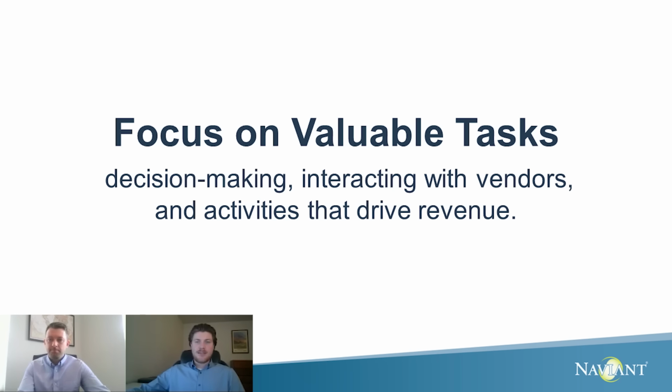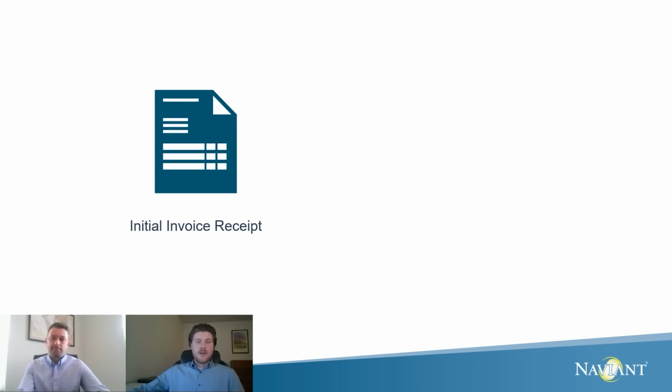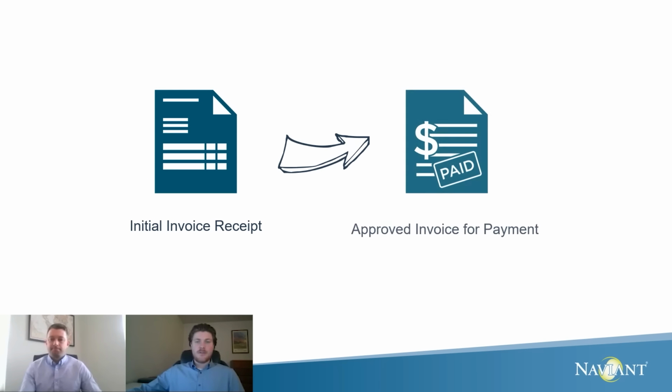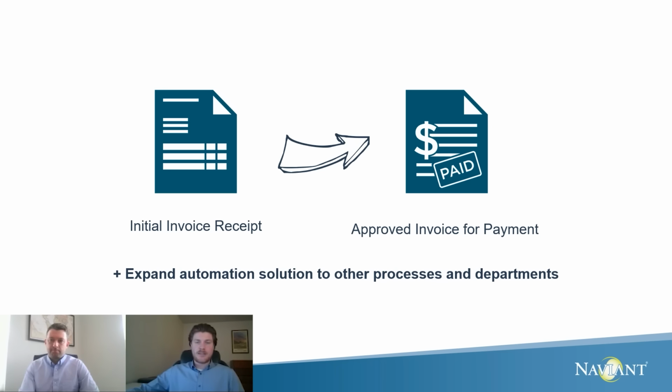Things like decision making, interacting with your vendors, and activities that are driving revenue for your business, right? So today we're going to focus on everything from that initial receipt of an invoice all the way to sending out the approved invoice for final payment. If you are leveraging automation in some fashion within accounts payable today, take this time to look for new best practices to introduce, and also keep in mind that the tools that we're going to be reviewing a little bit later can be extended even further out in the procure to pay process, further out in the finance department, and further out across your entire enterprise as well.